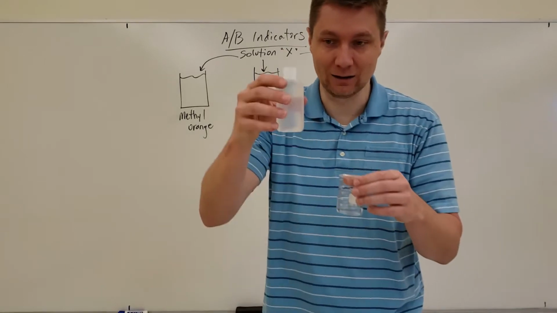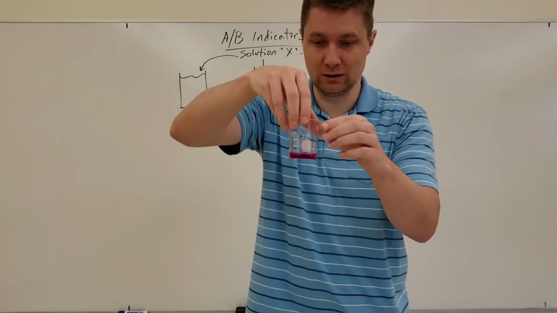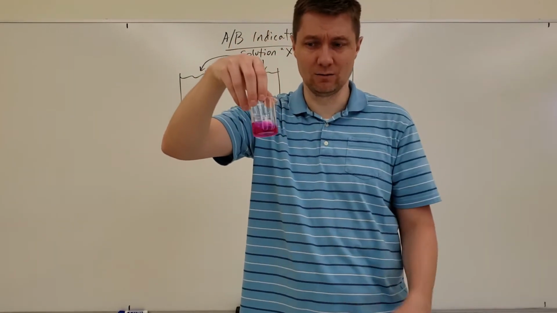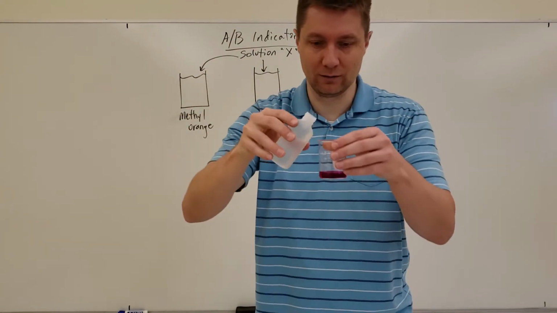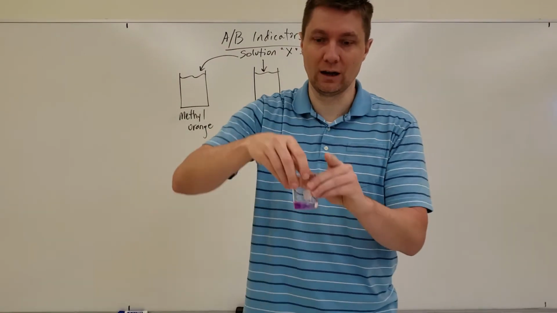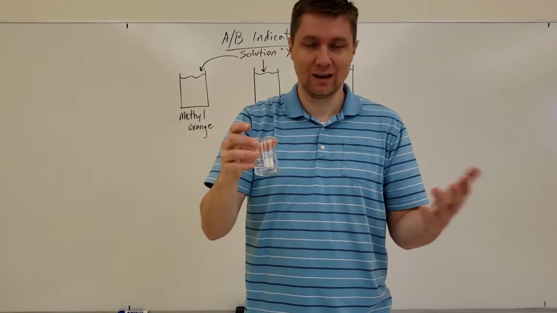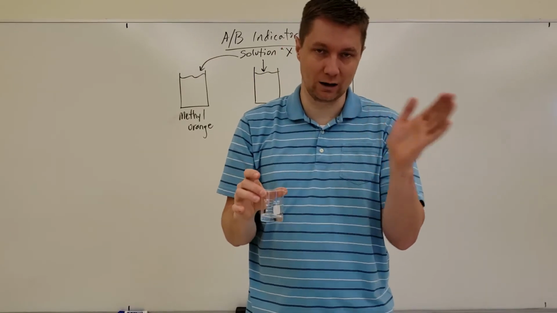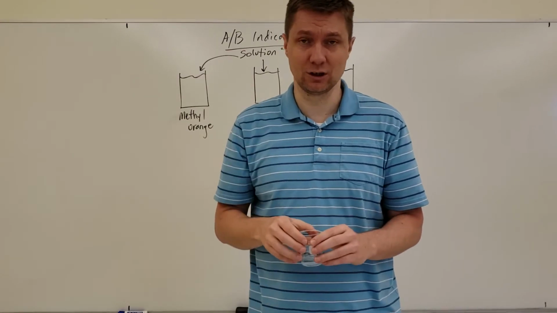So if I go ahead and add a little bit more base to this, then you can see maybe just a little bit more is going to drive this above 10.0, and that's going to stay a pink color. Now I can add a little bit of acid to this, drop the pH back down below 8.2, and I should get that colorless color again. So that's sort of a visual so you can see how these indicators work. They can jump back and forth between their colors depending on what the pH of the solution is.